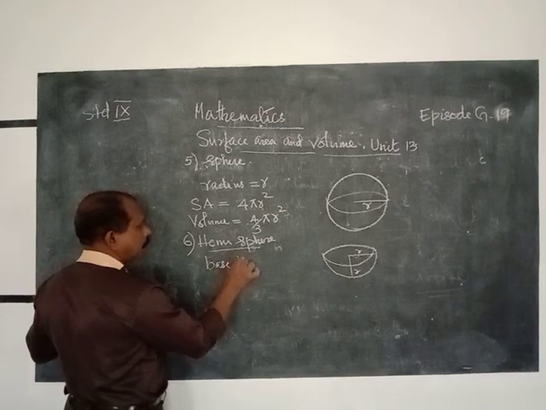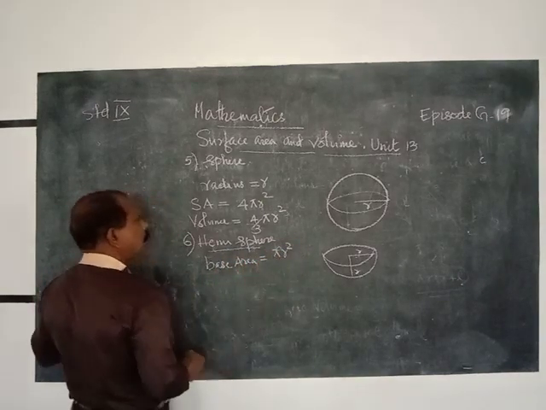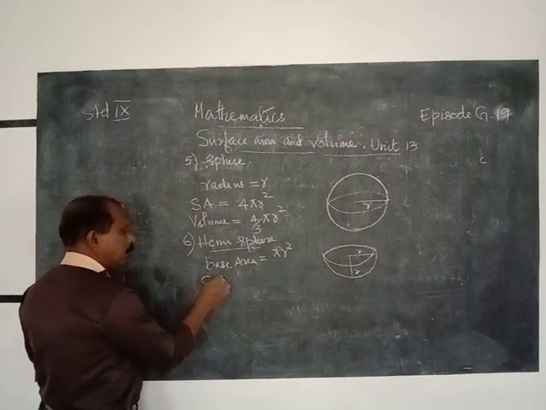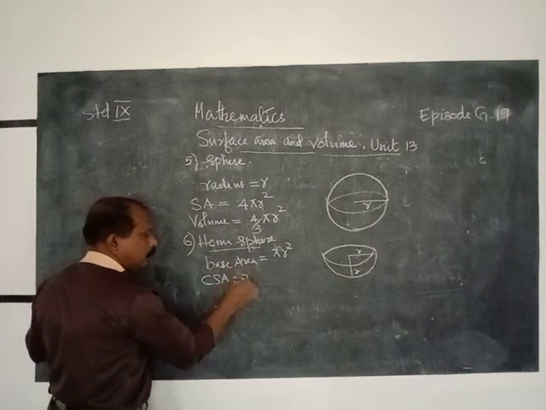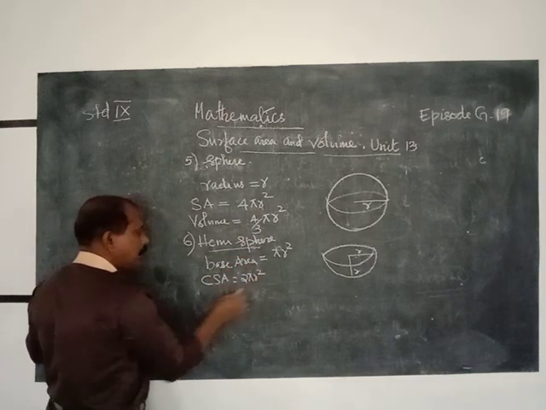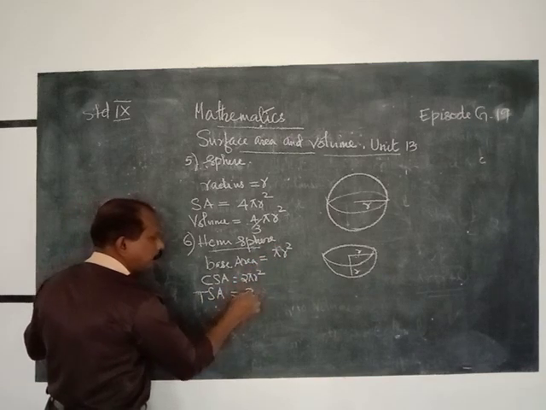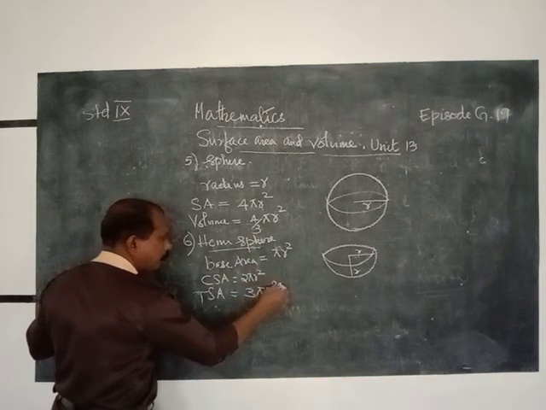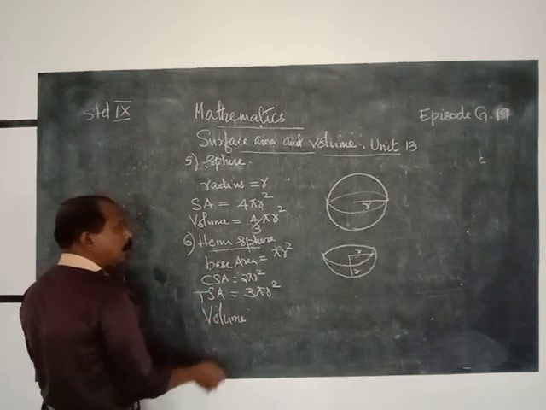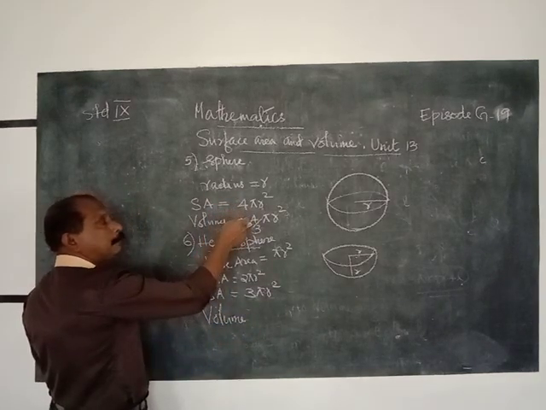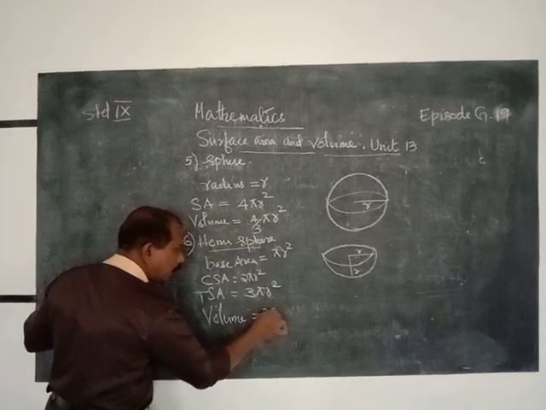Base area is equal to pi r square. Curved surface area is half of 4 pi r square, that is 2 pi r square. Therefore, total surface area is the sum of these two, and the volume is half of the volume of a sphere, that is 2/3 pi r cube.